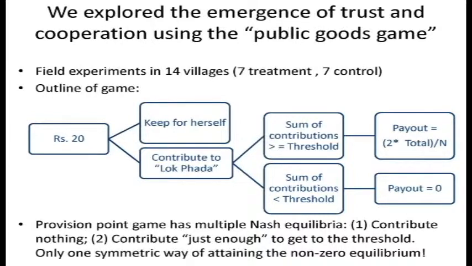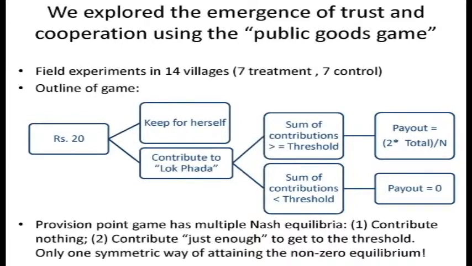It's a very simple provision point public goods game that works basically as follows. It's all anonymous. So the women do not know what the other women are doing. That's important. Every woman is given 20 rupees at the start of this stage game, and she gets to make a choice of how much of that she is going to keep for herself, and how much she is going to contribute to a common pool. Okay?